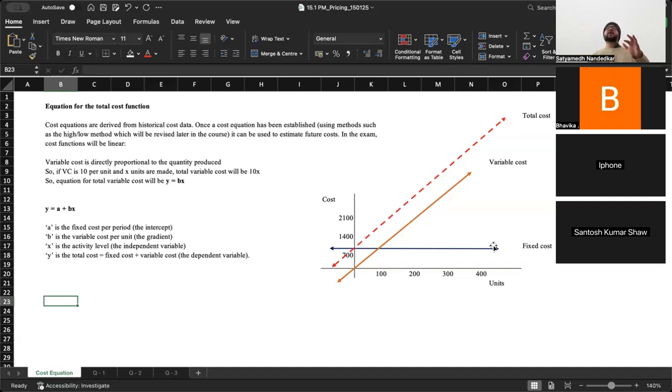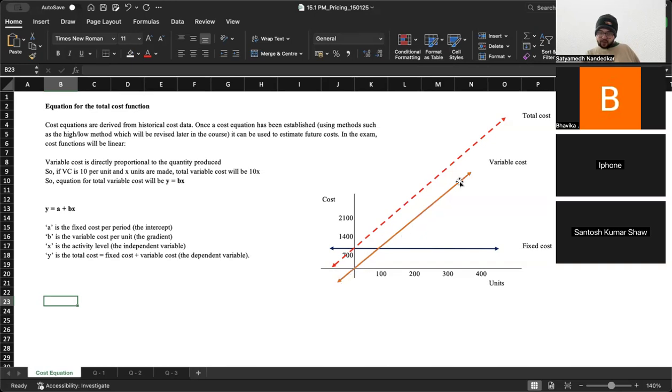And if you think about it in coordinate geometry terms, if you remember, how would you define a line parallel to x-axis? A line parallel to x-axis has an equation y equal to constant, which means howsoever the value of x changes, the value of y remains constant. Hence, this blue line is your fixed cost line. And what is this dotted line? This dashed line is your total cost.